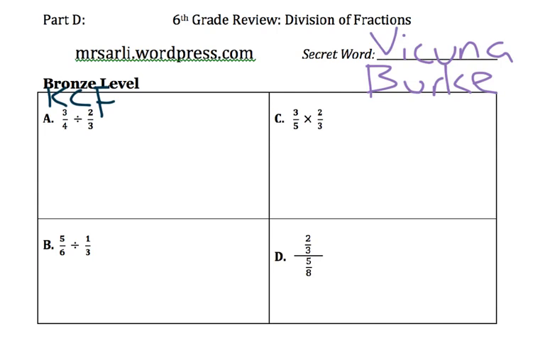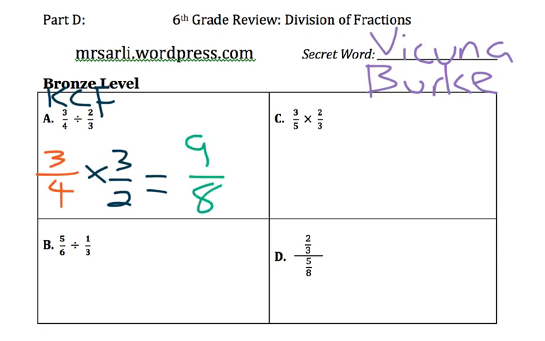So we take 3/4 and we do nothing to it. We keep it the same. We change division to multiplication, and we flip 2/3 into its inverse, which is 3/2. And then multiplying fractions is super simple. All you need to do is multiply across the numerators and the denominators. 3 times 3 is 9. 4 times 2 is 8. The answer to this is 9/8.